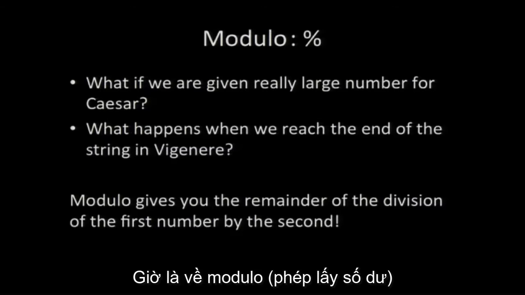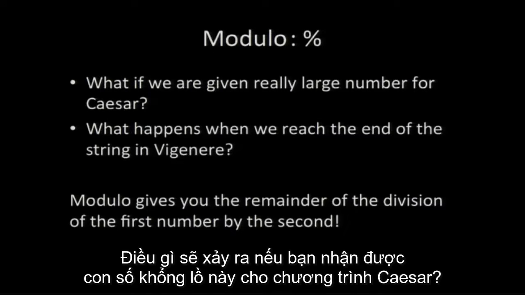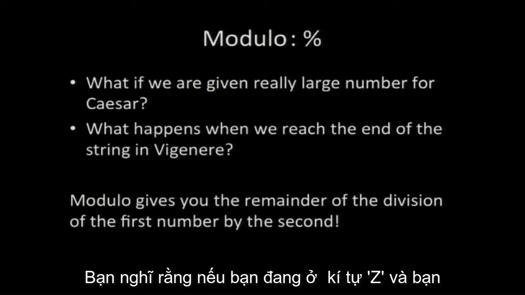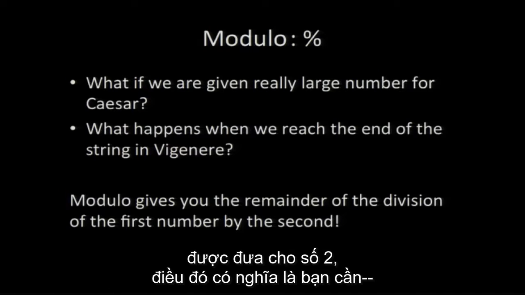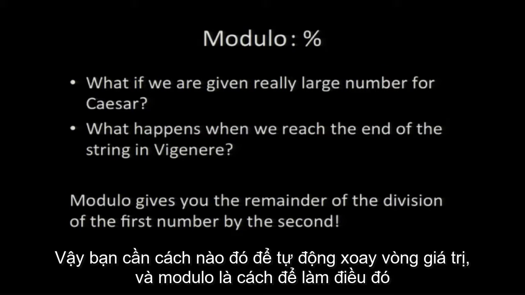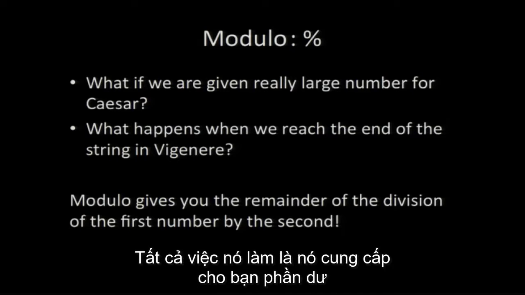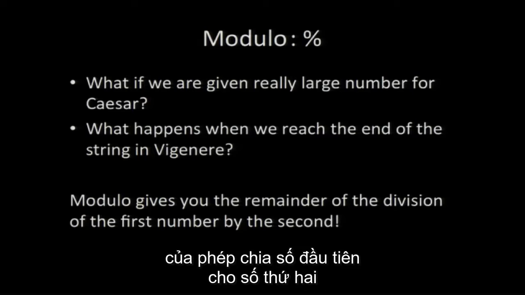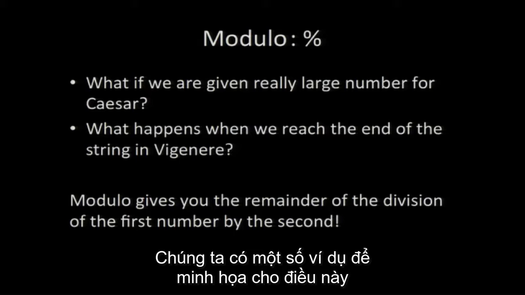Awesome. So, modulo. What if you're given this huge number for Caesar? You have this idea that if you're at Z and you're given a number 2, that means Z becomes the second letter after itself, right? So you need to somehow wrap around, and modulo is the way to do that. All it does is give you the remainder of the division of the first number by the second. And we have some examples to make that a little more concrete.